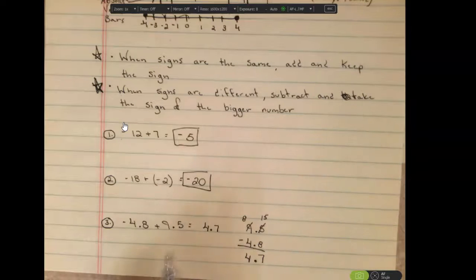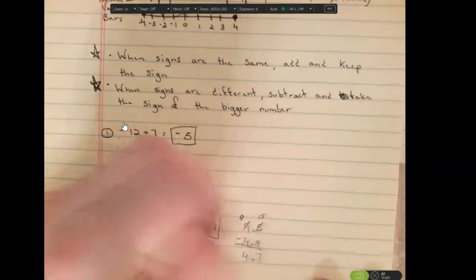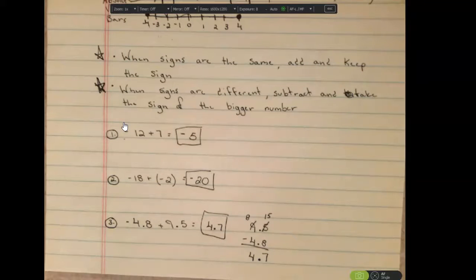Take the sign of the bigger number. 9.5 is bigger than 4.8. 9.5 is positive. So there you have it. 4.7. It's going to stay positive. Very good. Let's go through. I've got 3 more for us, and then we're going to wrap this lesson up.